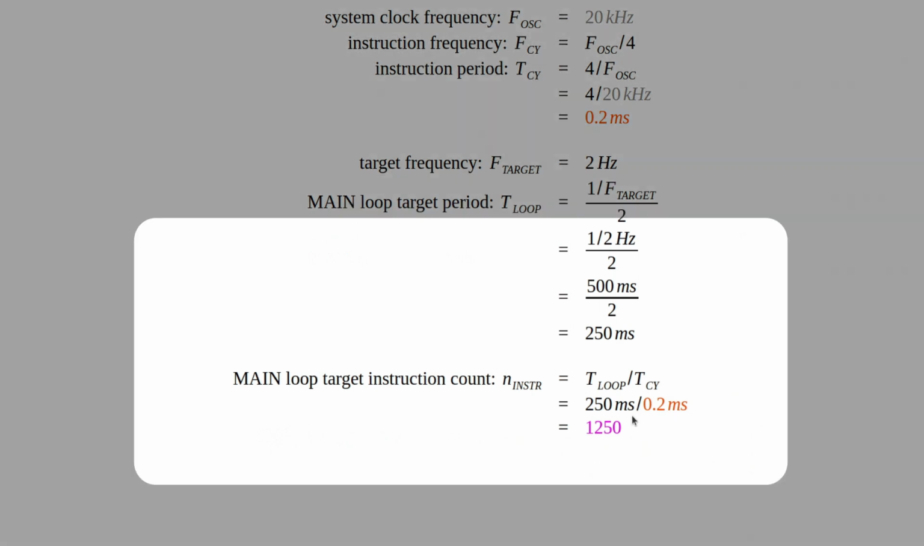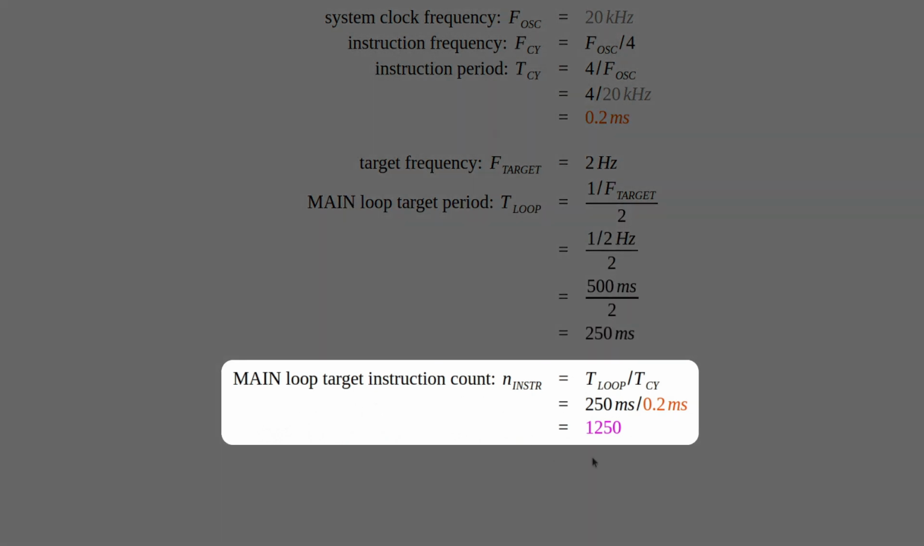I don't blame you if you didn't follow that at all. It took me forever to work through this, but it works. And so finally, we can take this target instruction count of 1250 and plug it into our new expression. But remember, we still have two variables to solve for, x and y.